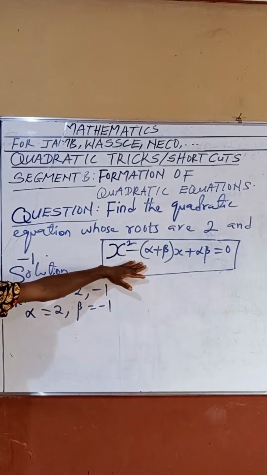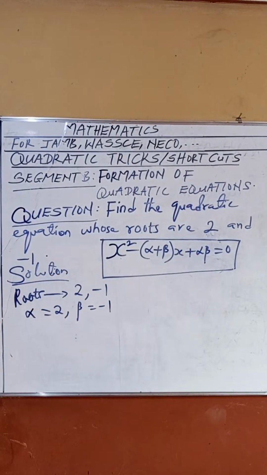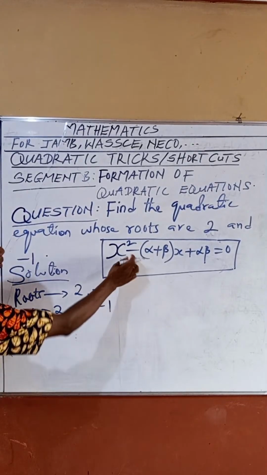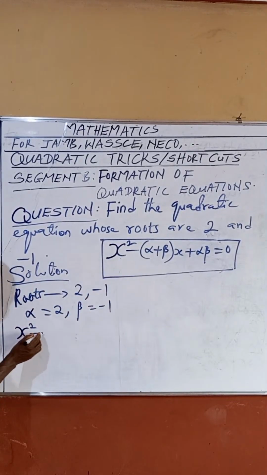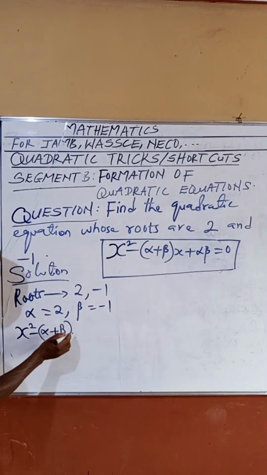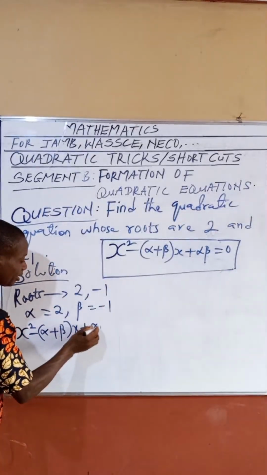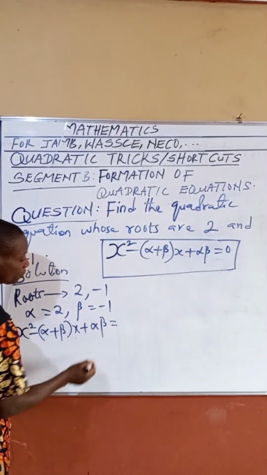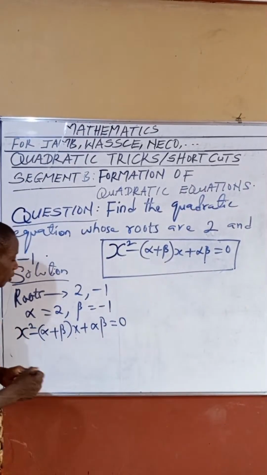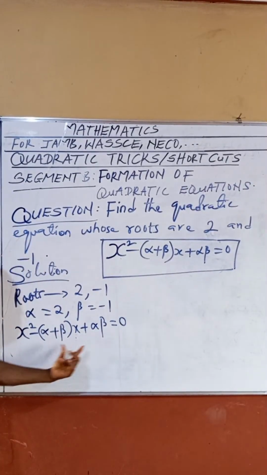So let's substitute straight into this expression. It means we have x squared minus (alpha plus beta) of x, then plus alpha beta equals to 0. This is called the sum of the roots and the product of the roots.